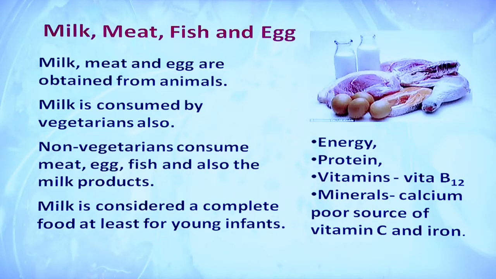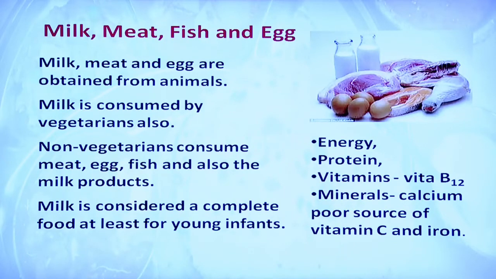The third food group is milk, meat, fish and egg and the products made from them. They are obtained from animals. Most of the vegetarians do drink milk and consume various kinds of milk products like curd, paneer, etc., but do not consume meat and egg. Non-vegetarians consume meat, egg, fish and also the milk products.